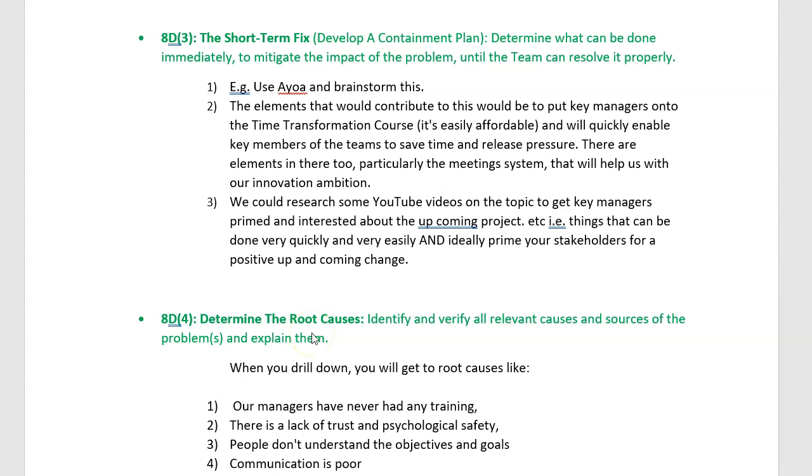We could research some YouTube videos on the topic to get key managers primed and interested about the upcoming project. Generally, we're looking for things that can be done very quickly and easily, and ideally prime your stakeholders for the positive upcoming change.